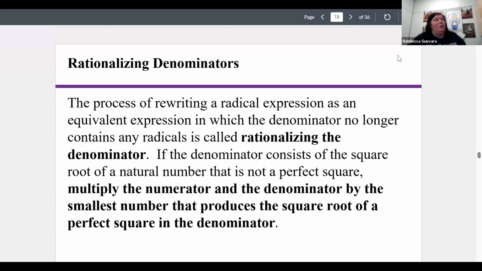All right, continuing with section P.3, we're now moving into rationalizing denominators. The process of rewriting a radical expression as an equivalent expression in which the denominator no longer contains a radical, mostly a square root, is called rationalizing the denominator. This is part of our rules of simplifying: we do not like radicals in the denominator position. If the denominator consists of the square root of a natural number that is not a perfect square, multiply the numerator and the denominator by the smallest number that produces the square root of a perfect square in the denominator.